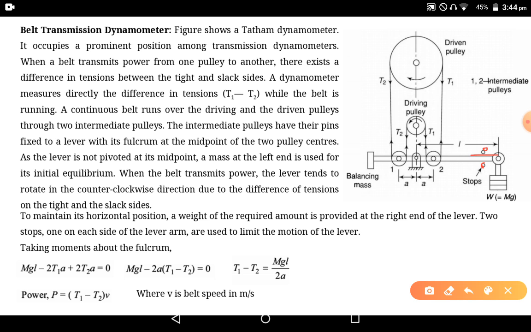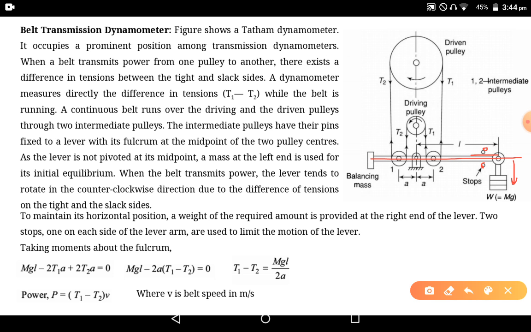Now the next step is to put some weight on the other end, the effort arm of this lever, and by putting the weight we will try to lower it down, so that this lever is completely horizontal. At this condition there will be equilibrium, and with this equilibrium condition we are taking the moments about point O, the fulcrum of the lever.